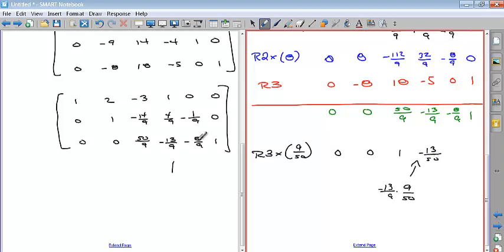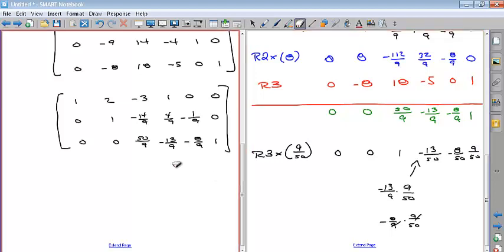The next one is you're going to multiply negative 8 ninths times 9 fiftieths. Nines cancel out again. So we have negative 8 fiftieths. And then 1 times 9 fiftieths is 9 fiftieths.